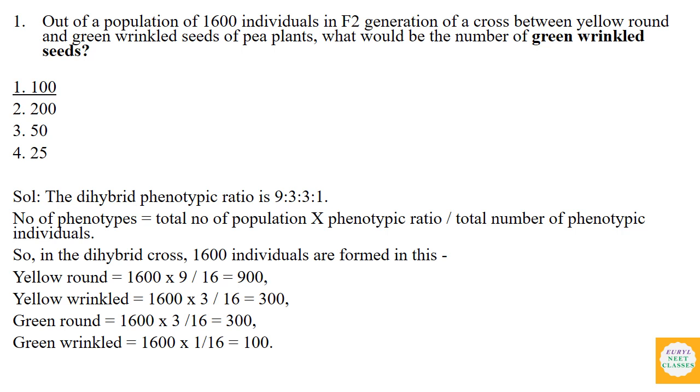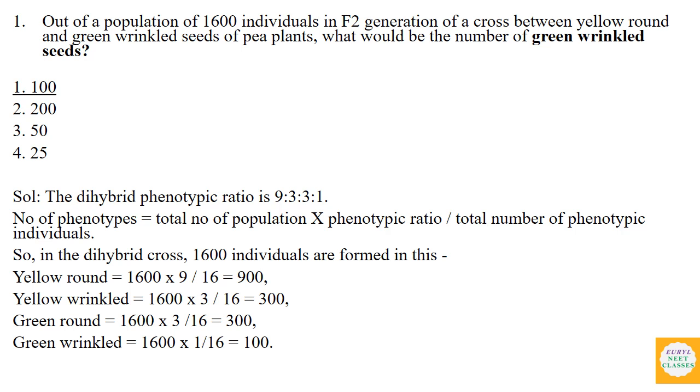So as per the question, what we want is green wrinkled. The formula we are going to use is number of phenotypes. If you want to know, in the given population, what number of phenotypes is required, the number of phenotypes is equal to total number of population into phenotypic ratio by total of the phenotypic ratio. So in this dihybrid cross, we have 1600 individuals, and we want to know green wrinkled seeds. In that we want one ratio.